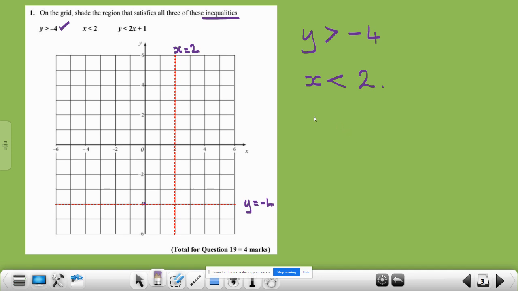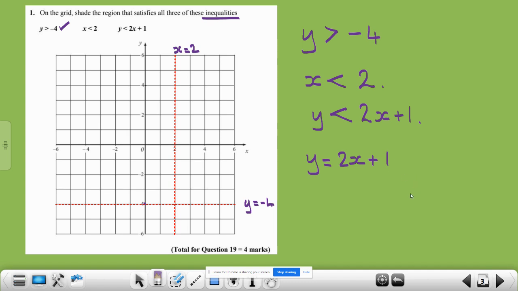Now the third is slightly more complicated. We've got y is less than 2x plus 1. So this is slightly more complicated for us to draw, but it's perfectly doable. And if you've done linear graphs, you'll be used to y equals 2x plus 1, for instance.